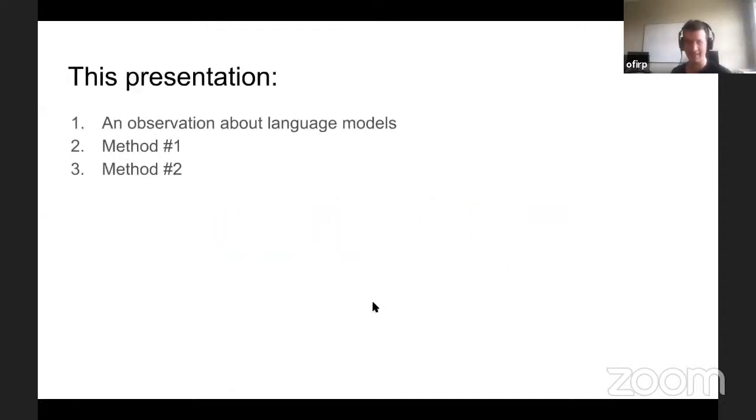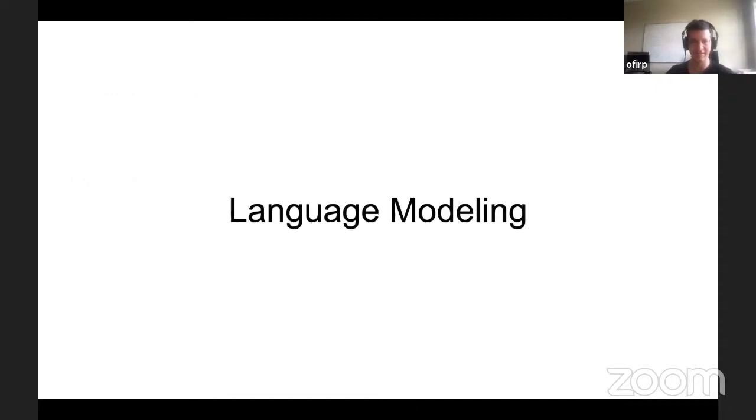So this presentation is going to have three parts. We're going to talk about the Shortformer paper, and we're first going to talk about an observation that we discovered about language models, which is probably true for every single transformer language model and kind of surprising. And then I'm going to present two methods on how to make language models faster, more efficient, and better. Okay, so we're going to start from the observation.